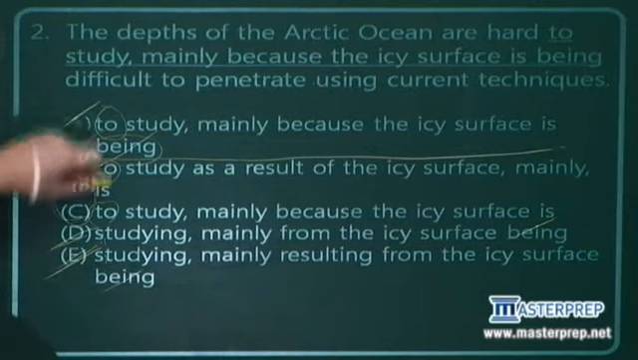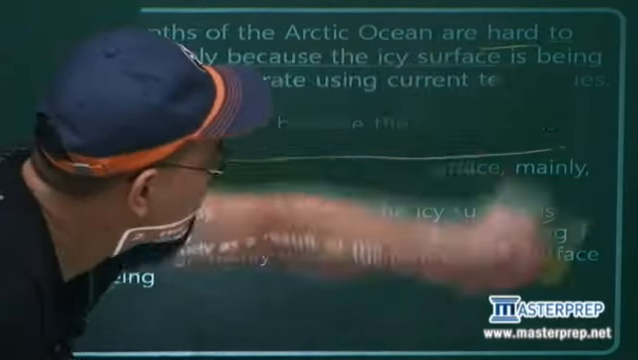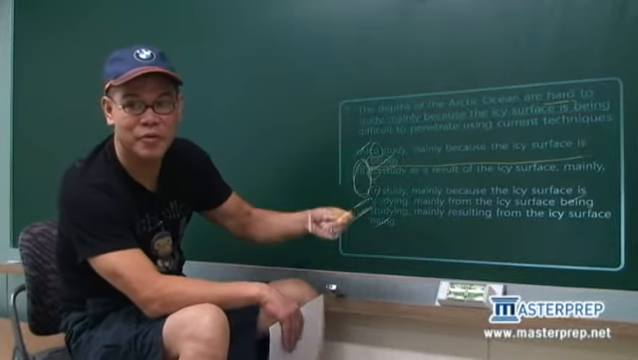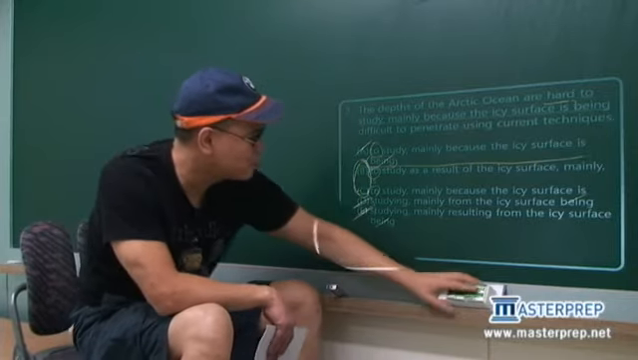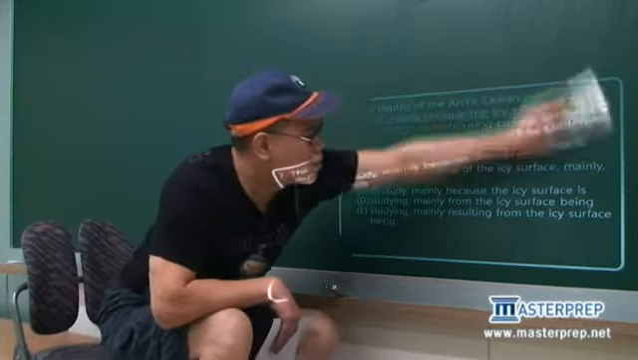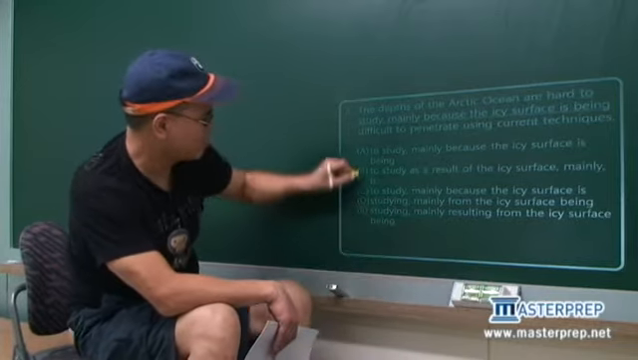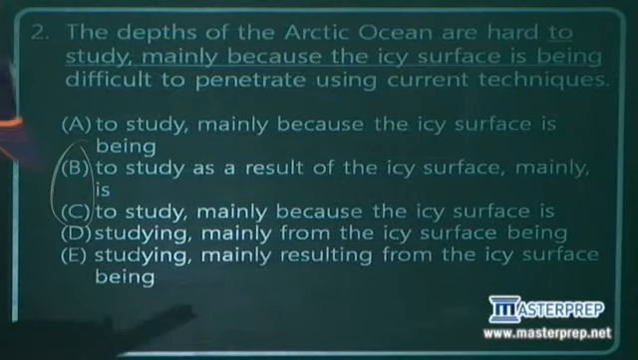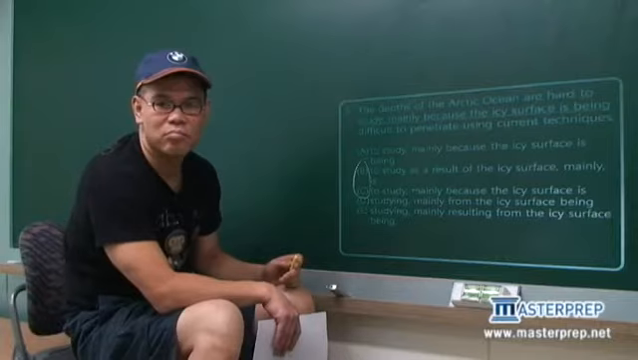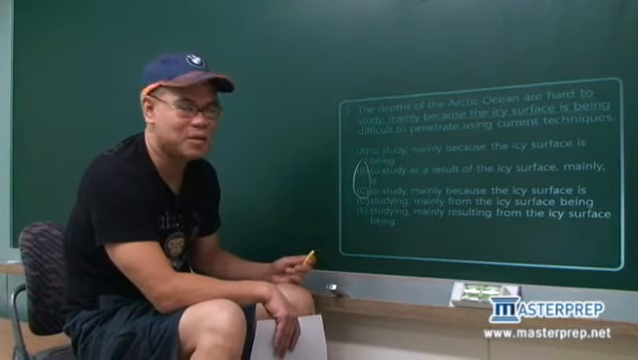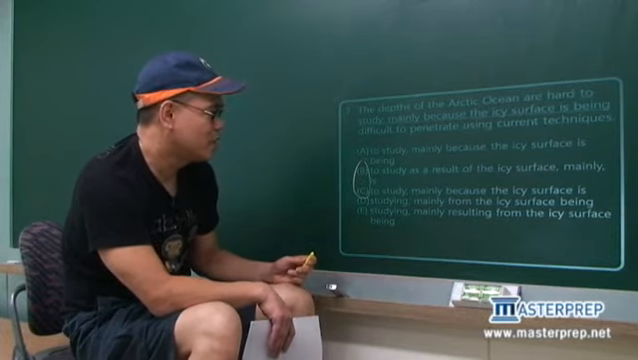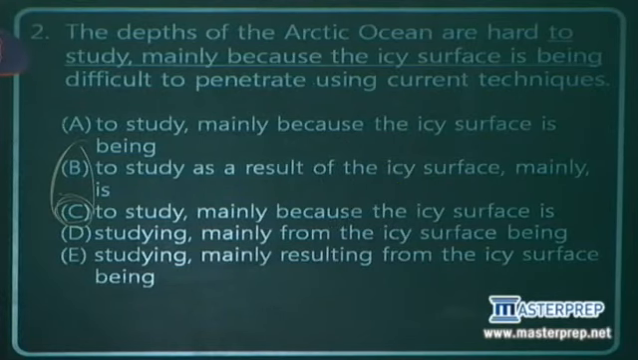Why? Well, something might take 2. And it says hard, which is the same as difficult. It's hard to do something or difficult to do something. So we like the 2's. So let me get rid of all this. And we like the 2's. Okay? Now, to study as a result of the icy surface mainly is, to study mainly because the icy surface is. Well, we like less complicated over complicated, right? Which means I like C better already. It's a little shorter and it's less complicated.